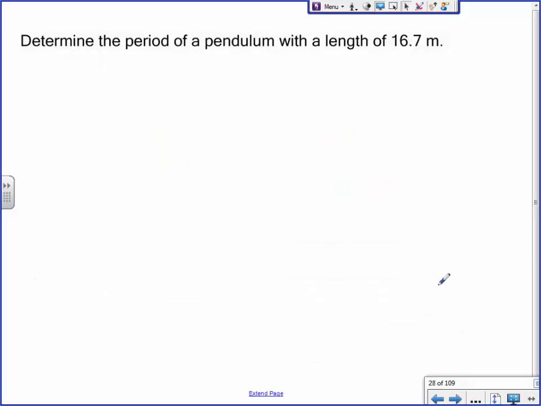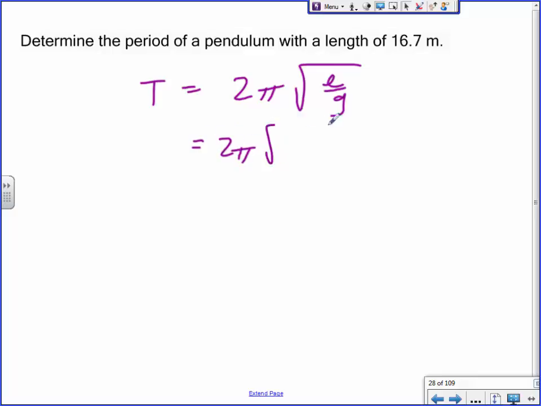Tell me how long it's going to take a pendulum to go back and forth in seconds if its length is 16.7 meters. Your new formula: the period of something is 2 pi times the square root of the length over gravity. Did I get that right? Do it right: 2 pi square root of 16.7 over 9.81. It really is a very, very basic formula.